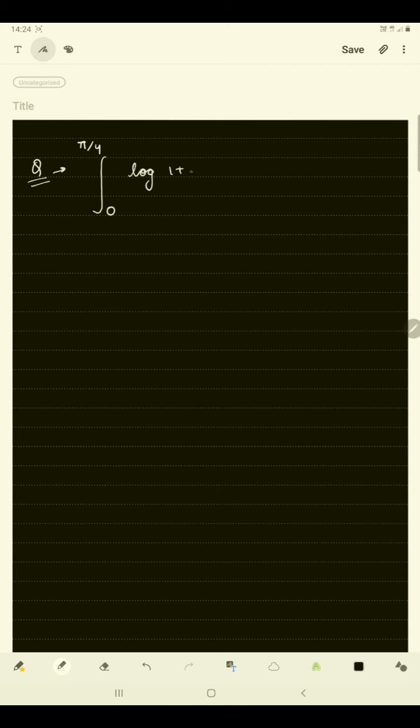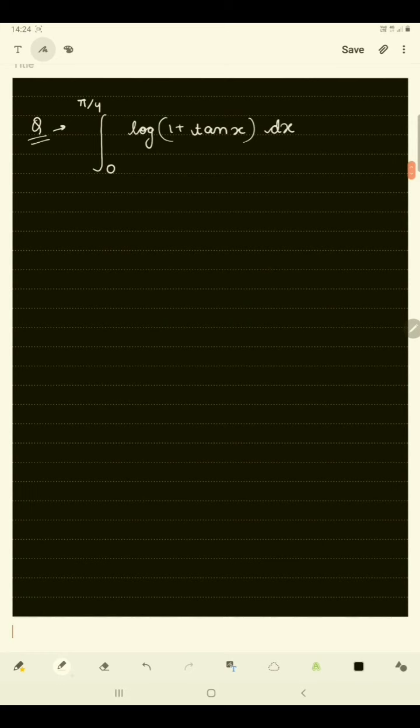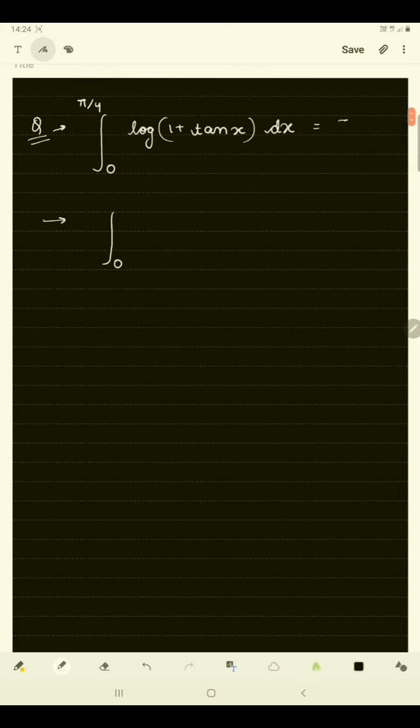log 1 plus tan x dx. Now to solve this question we are going to apply the king's property. So let's just apply it quickly. Let us first give it a name I, and now we can just subtract this from the x. So we have 1 plus tan pi by 4 minus x.